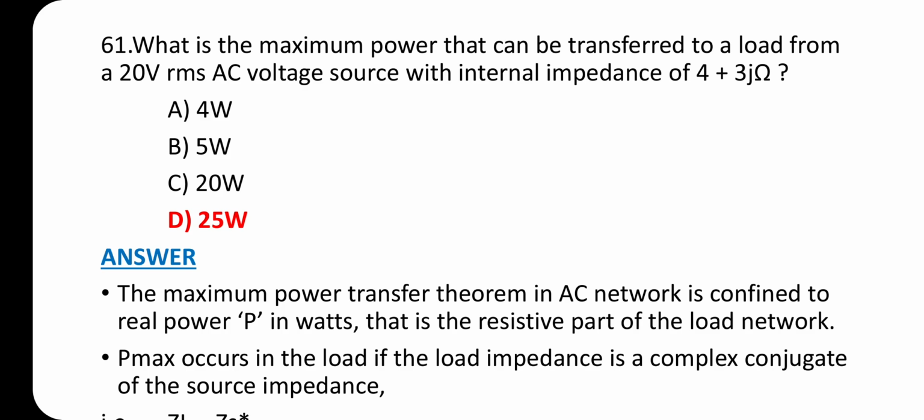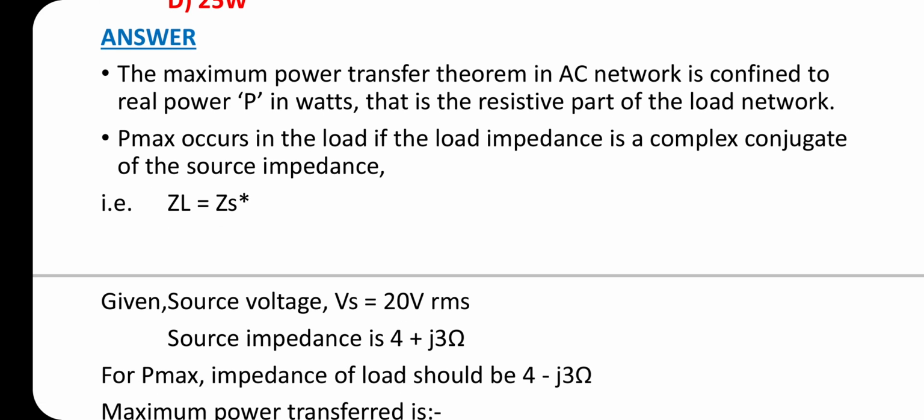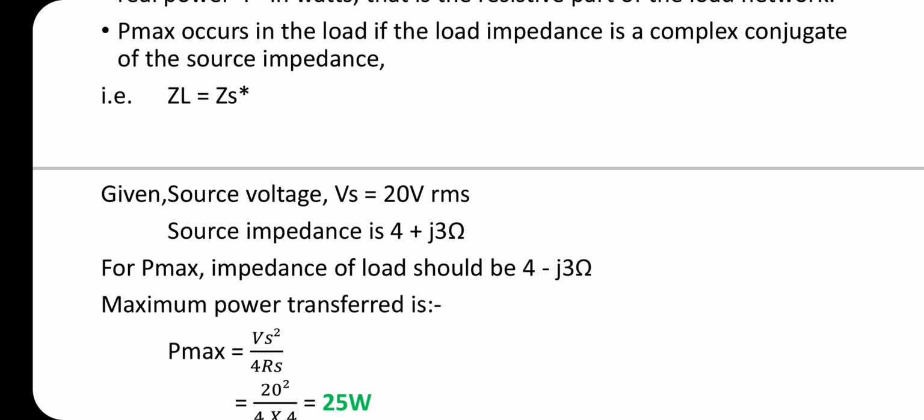Here, resistance and reactance both are independently controllable. We can compensate for the net reactance to 0 and the circuit operates at a unity power factor, that is balancing both magnitude and phase. Pmax occurs in the load if the load impedance is a complex conjugate of the source impedance, that is ZL equal to ZS conjugate.